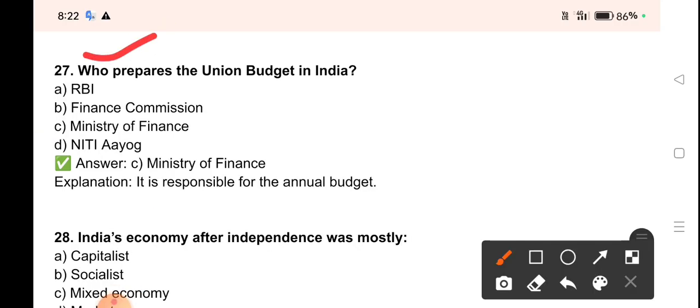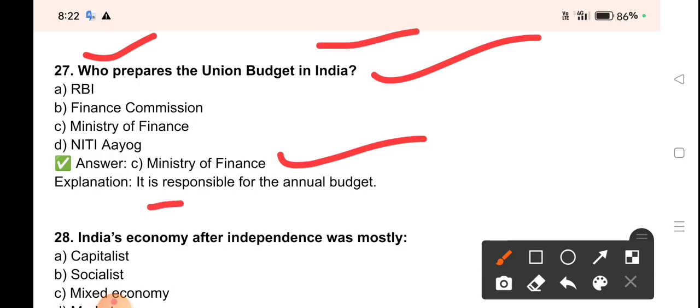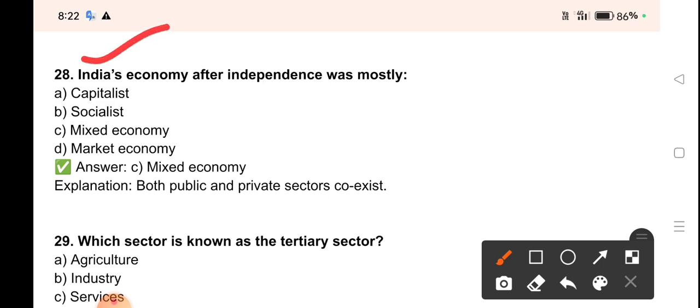Who prepares the union budget in India? Ministry of Finance. Ministry of Finance prepares the union budget in India. It is responsible for the annual budget. India's economy after independence was mostly a mixed economy. Both public and private sectors coexist.